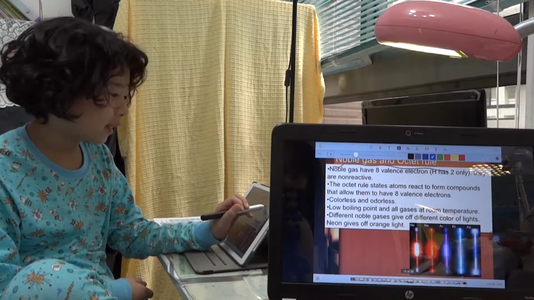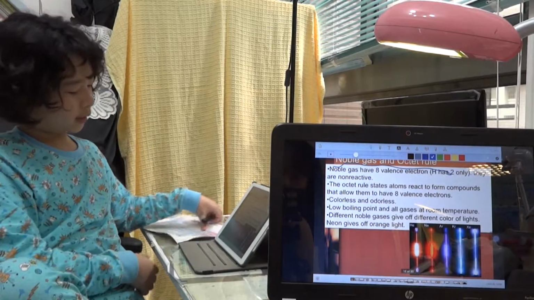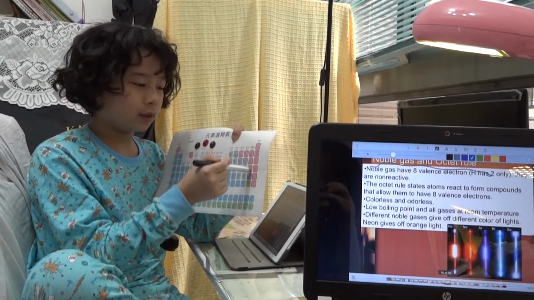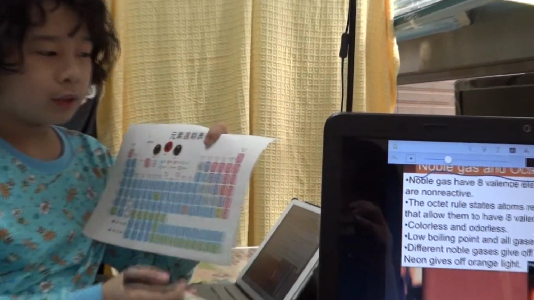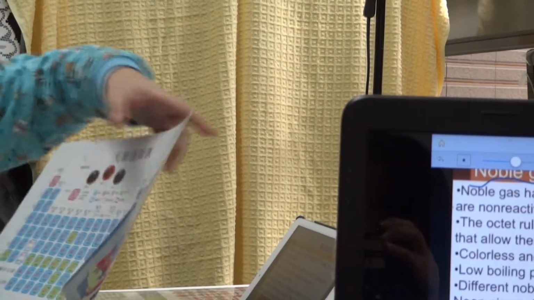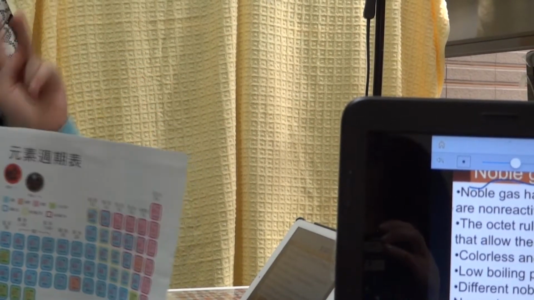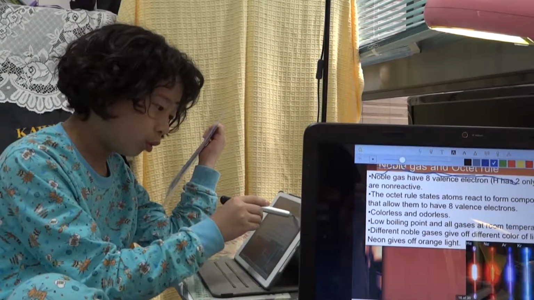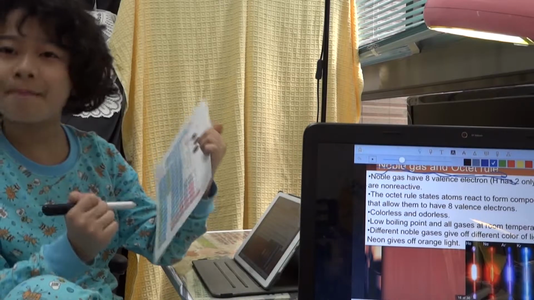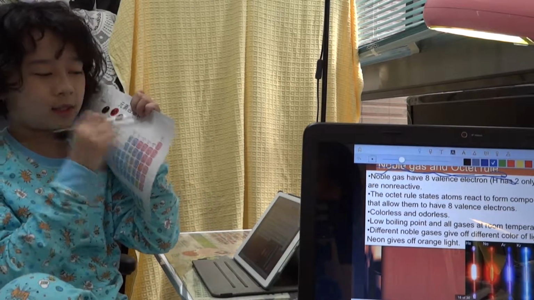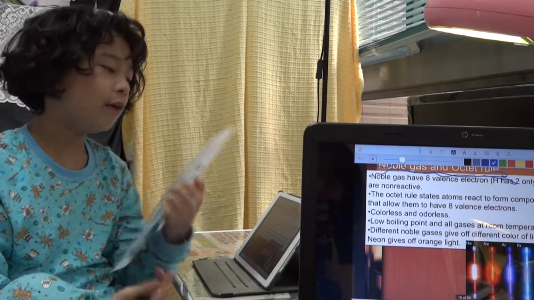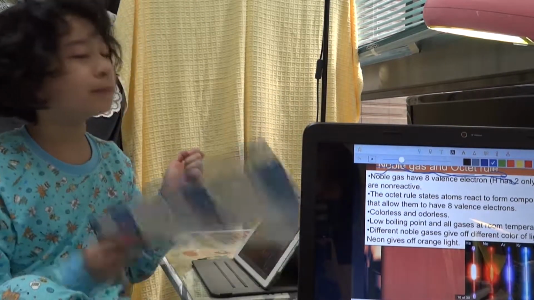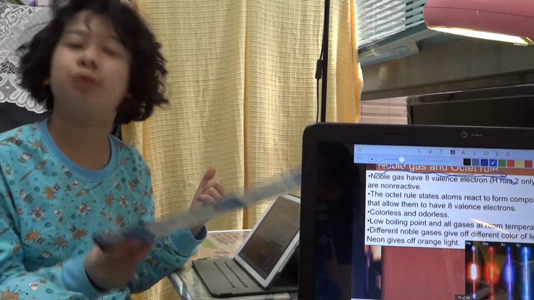Noble gases and the octet rule. So you can see on the periodic table, which one is the noble gas? Helium has only 2 valence electrons. Some people say that the octet rule for noble gases is actually wrong, because helium only has 2. So except for helium, all noble gases follow the octet rule. That means they have 8 valence electrons. This is right.